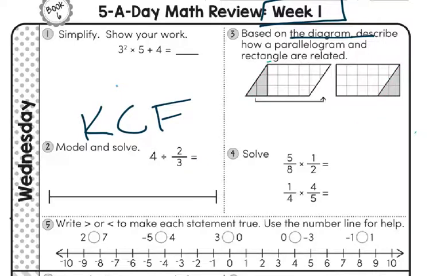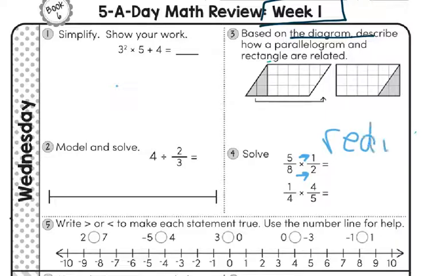Question number 4 is just multiplying fractions. And remember, when we multiply fractions, we can just multiply straight across. We do not have to find common denominators. You just multiply straight across. Now, these answers can maybe be reduced. If you have a fraction that can be reduced, you should be doing that.